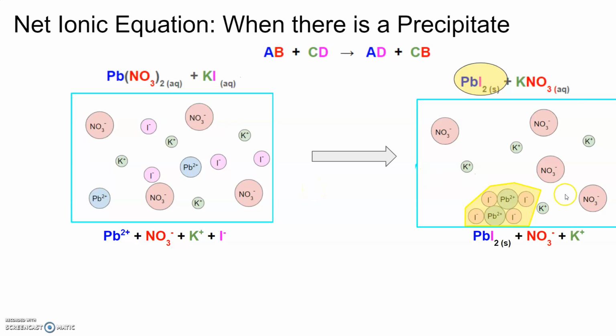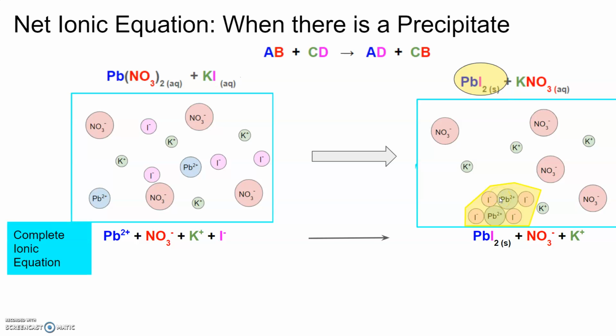Then on the product side, the potassium and the nitrate, the K and the NO3, are still ions, so I will keep those as ions. But the lead iodide is a solid now, so I have to clump that together. So I have to write it with its chemical formula. So that's my complete ionic equation.